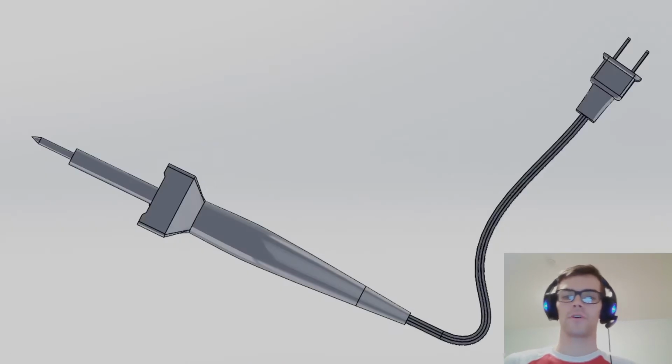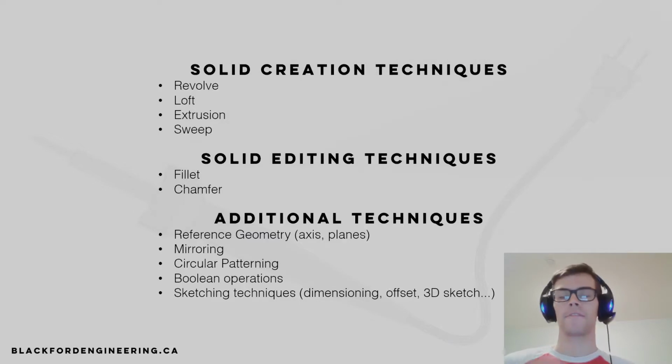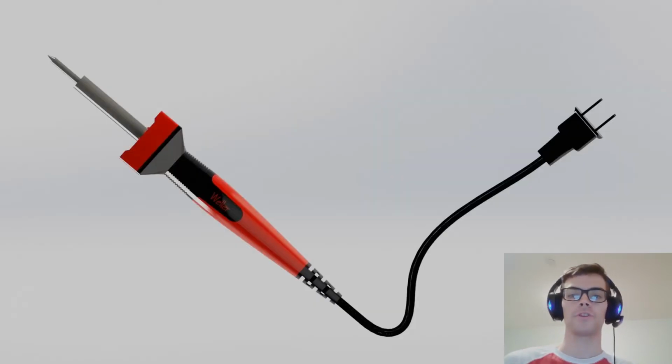Now in the first tutorial we created this very simple soldering iron using some fundamentals of solid modeling, so revolves, lofts, extrusions. You can pause the video and read them all if you'd like. But for part 2 now we're going to do some appearance editing, some additional features, and we're going to create this updated model from our previous part.